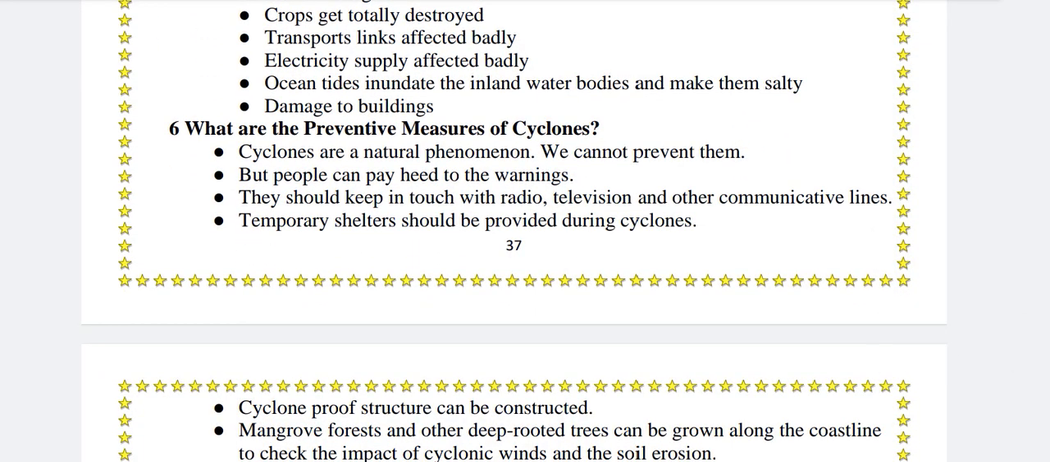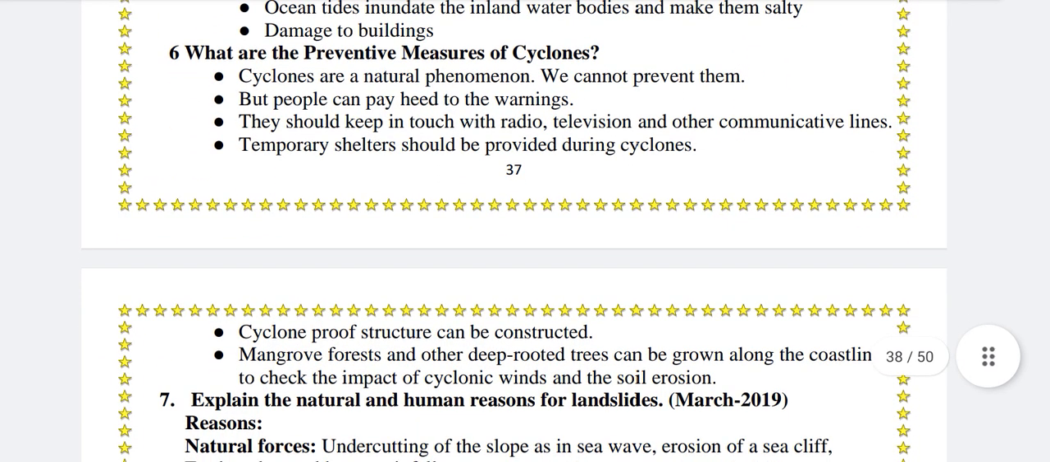What are the preventive measures for cyclones? Cyclones are natural phenomena. We cannot prevent them, but people can pay heed to the warnings. They should keep in touch with radio, television, and other communication lines. Temporary shelters should be provided during cyclones. Cyclone proof structures can be constructed. Mangrove forests and other deep rooted trees can be grown along the coastline to check the impact of cyclone winds and soil erosion.